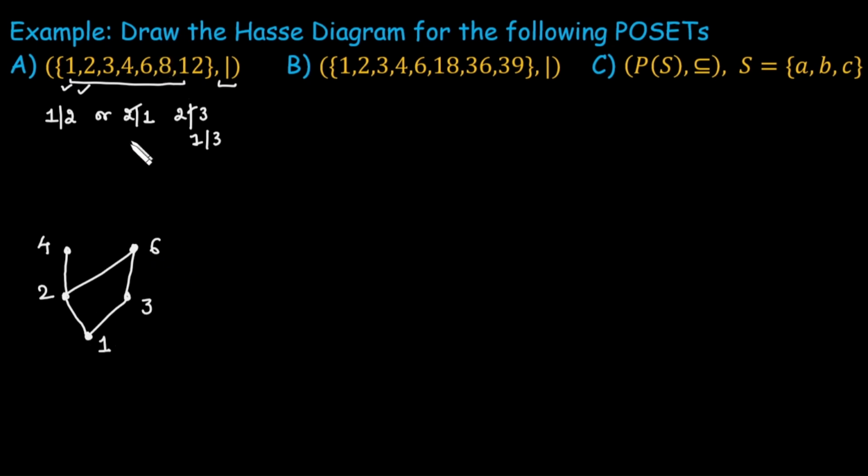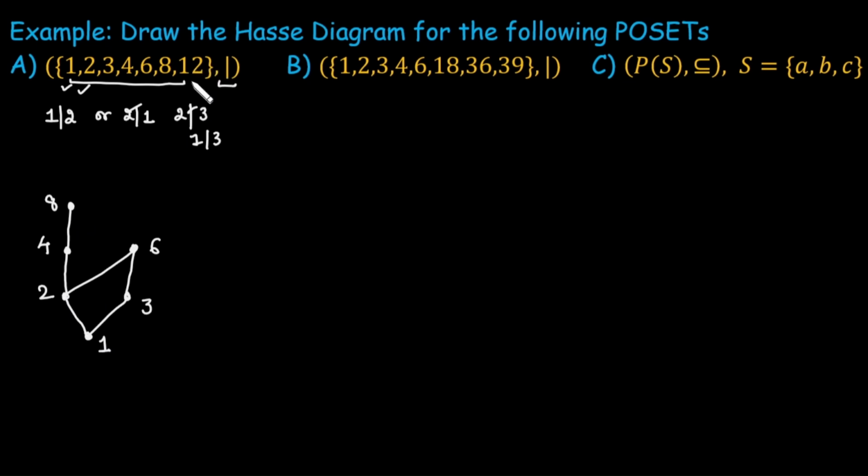Next element is 8. Whether 4 divides 8? Yes. It means the level of 8 is above to the 4. Now whether 6 divides 8? No. Whether 3 divides 8? No. 2 divides 8? Yes. But there is already one path to reach at 8. 1 divides 8? Yes. But there is a path to reach at 8. So do not join them.